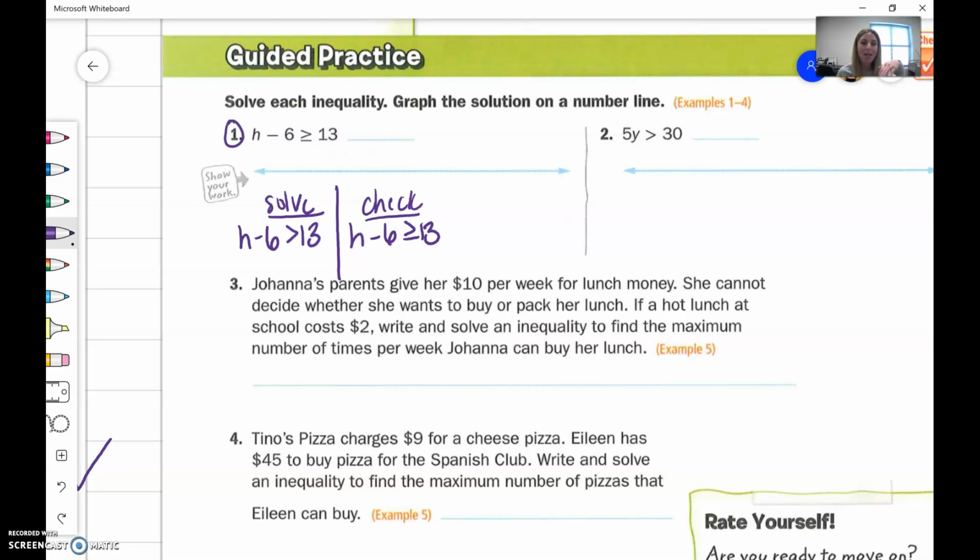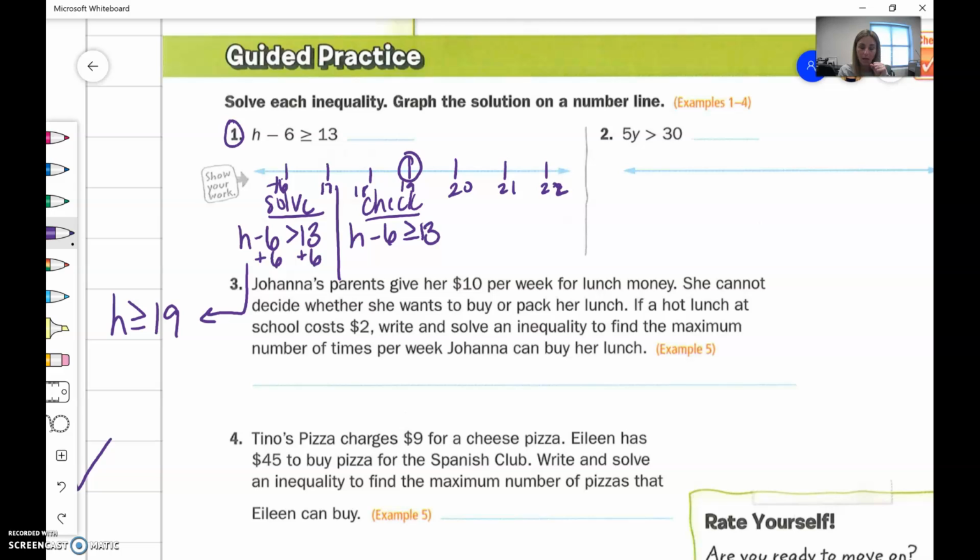Okay, so if I'm subtracting 6 from that variable, the inverse operation to get that variable by itself is to add 6. So I'm going to add 6 to both sides, which means h is going to be greater than or equal to 13 plus 6, which is 19. And I'm going to go ahead and make my number line. I'm going to put 19 in the middle, 20, 21, 22, and then work backwards, 18, 17, 16, and I'm going to circle that number 19, okay?